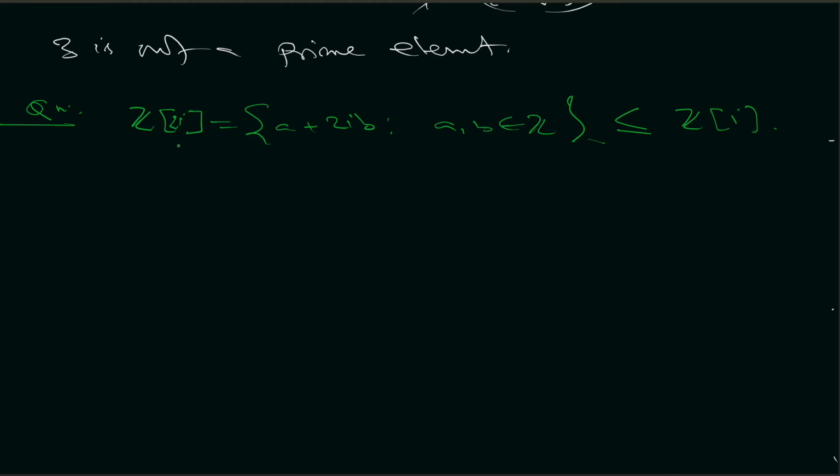My question is, is 2 inside Z of 2i irreducible? Similarly, is 2i inside Z of 2i irreducible? What do you think?